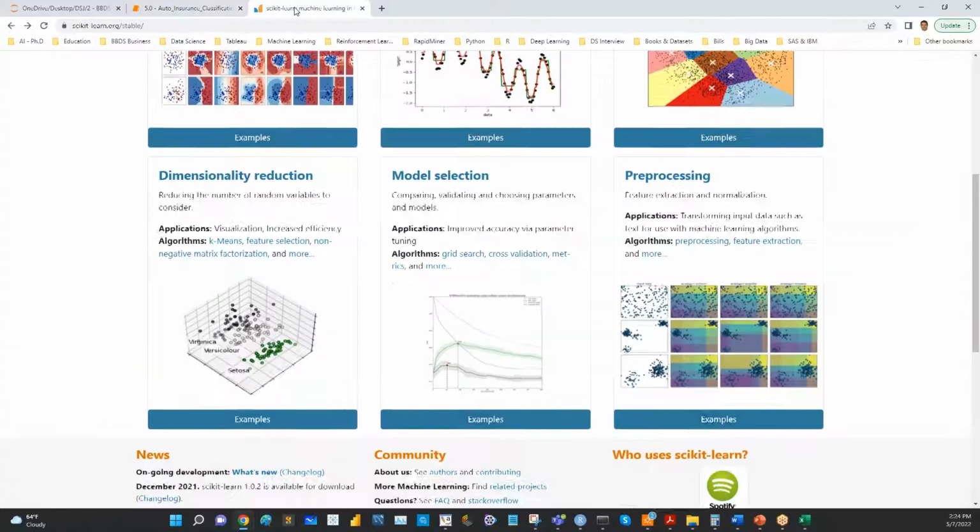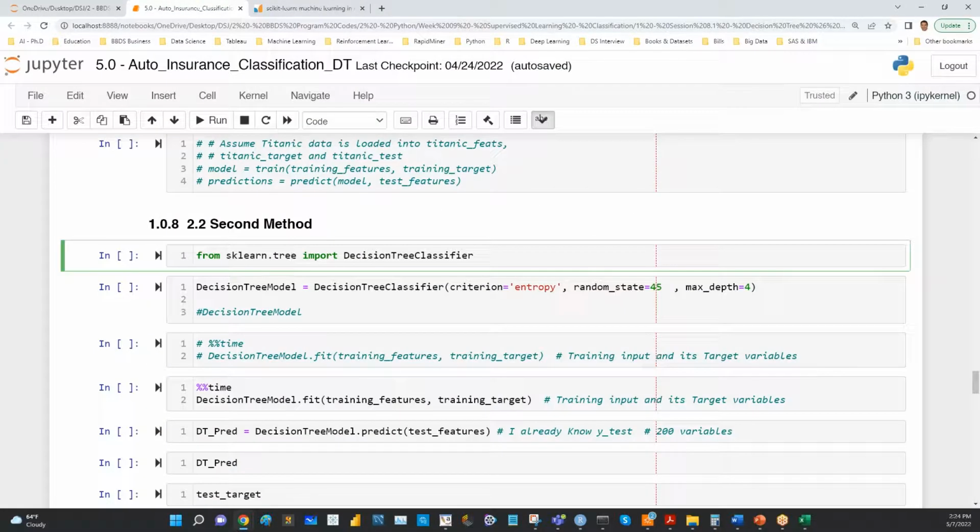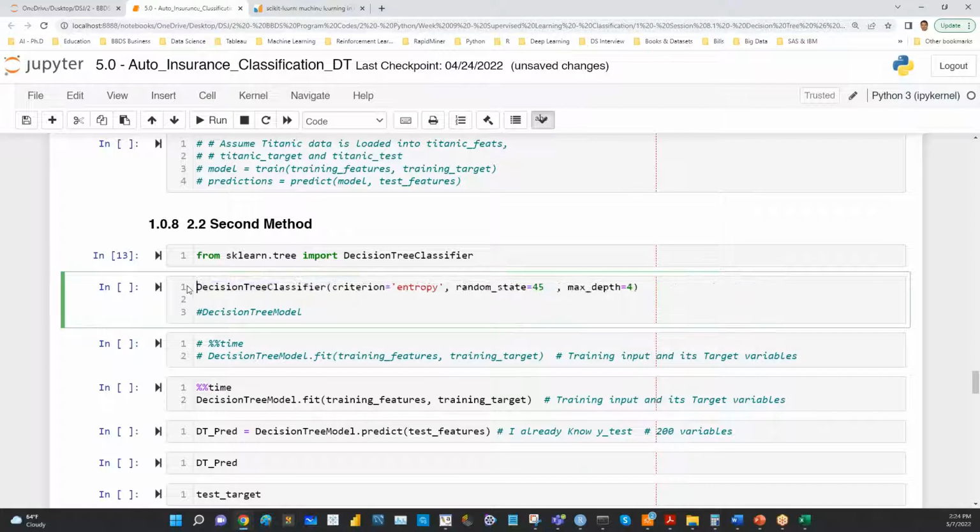Okay, so from this website, we are going to import the decision tree classifier, and we are going to initiate the decision tree classifier with minimum parameters. Number one, we are going to tell it, go ahead and use entropy. You could tell it to use Gini index and other methodologies, but because we learned entropy, we are going to use it.